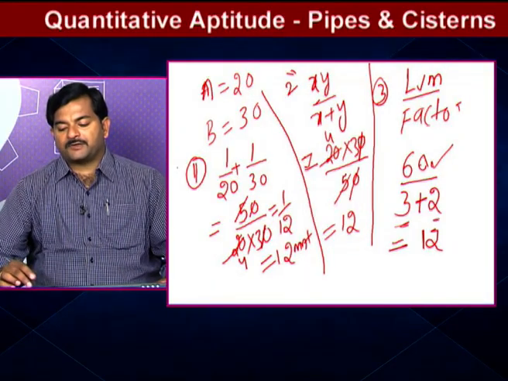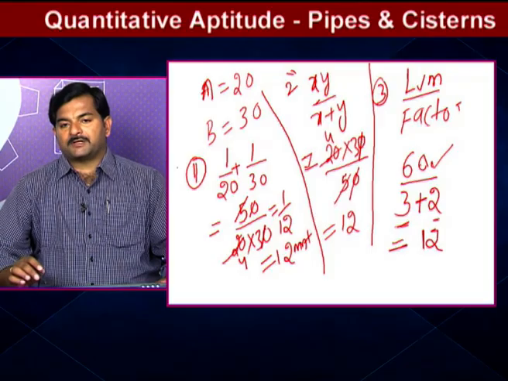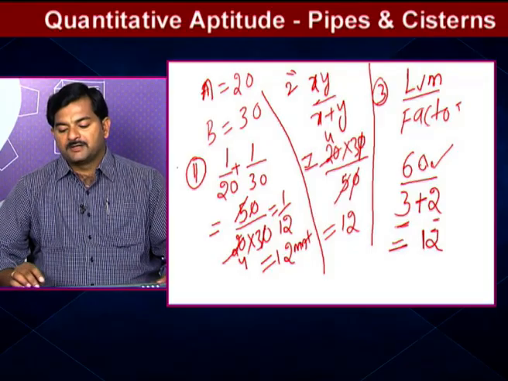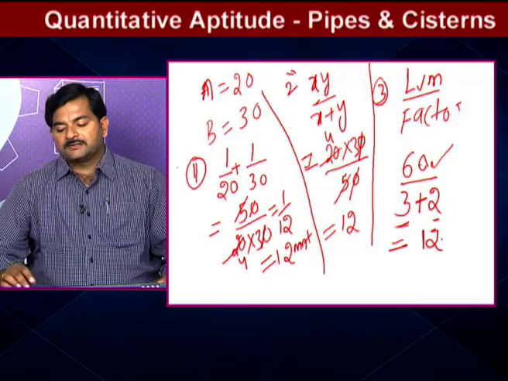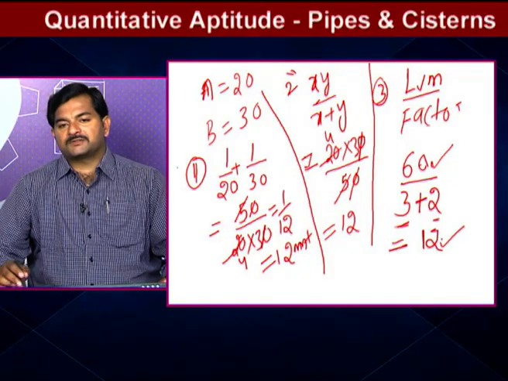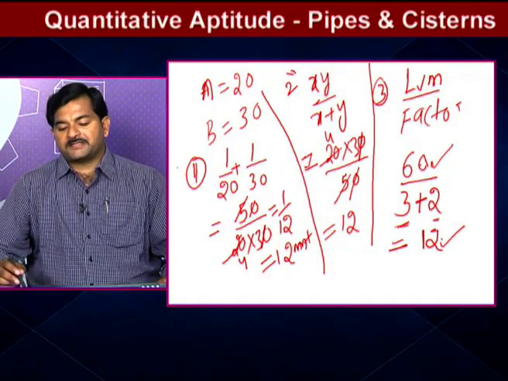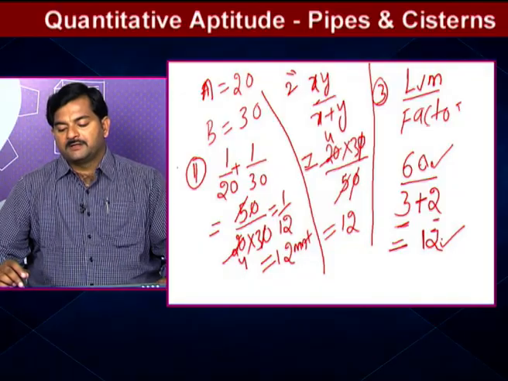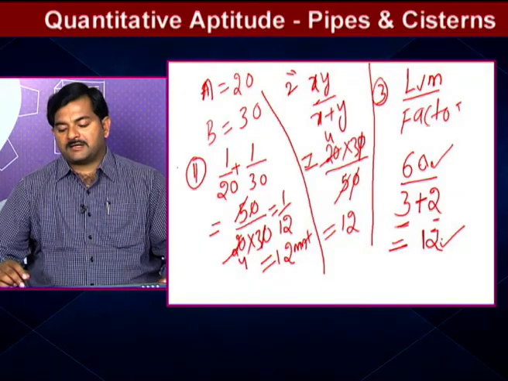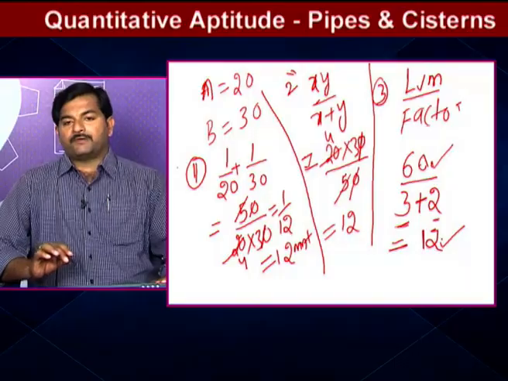So the LCM of 20 comma 30 is how much? 60. Factors means 20 times 3 is 60, 30 times 2 is 60. So 3 plus 2 is how much? 5. 60 by 5, again how much I am getting? So 60 by 5 means 12. So this is the beauty of the first question. Now we will discuss the second question.